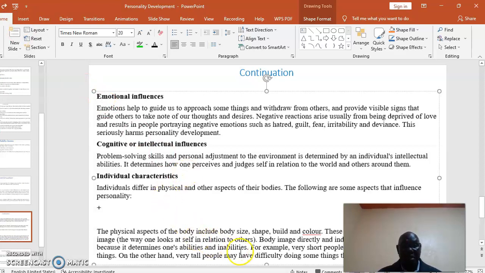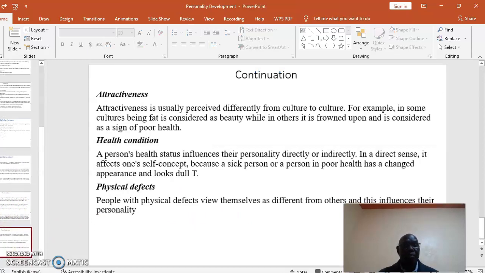The physical aspects of the body include body size, shape, build, and color. These aspects greatly determine self-image, the way one looks at self in relation to others. Body image directly and indirectly influences behavior because it determines one's abilities and inabilities. For example, very short people may not be able to do certain things. On the other hand, very tall people may have difficulty doing some things that short people may be able to do.